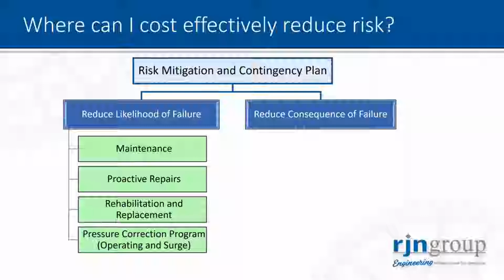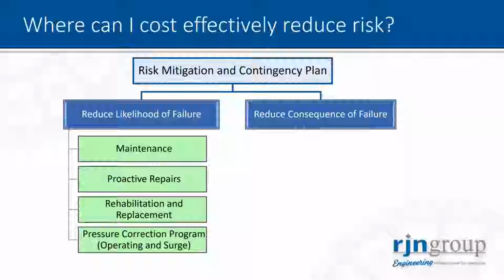If we look at how to reduce likelihood of failure, this can be a proactive maintenance program, not only of the pipeline, pumps, and appurtenances, but it can also be following up with proactive repairs. And sometimes those repairs can be driven by your maintenance program, leak detection, proactive condition assessment can drive that repair work. Depending on the decision logic that's applied, you may decide a certain number of repairs or a certain amount of damage from your assessment may warrant rehabilitation or straight replacement. And then also a pressure correction program.